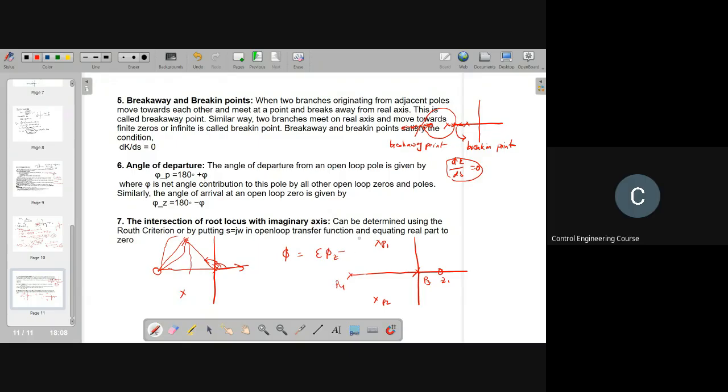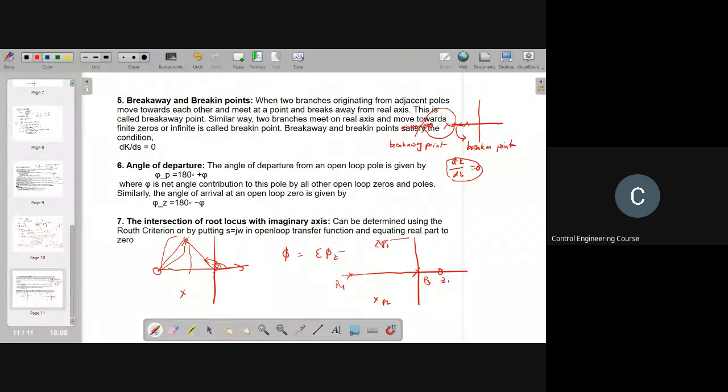Okay, so we don't need to calculate the angle of departure for any of the poles on the real axis, because they are anyhow on the real axis only, right? But for the poles which are in the complex plane, we need to find the angle of departure. So how do you calculate the angle of departure? Everywhere this is the real axis, and with respect to the real axis we need to calculate the angle.